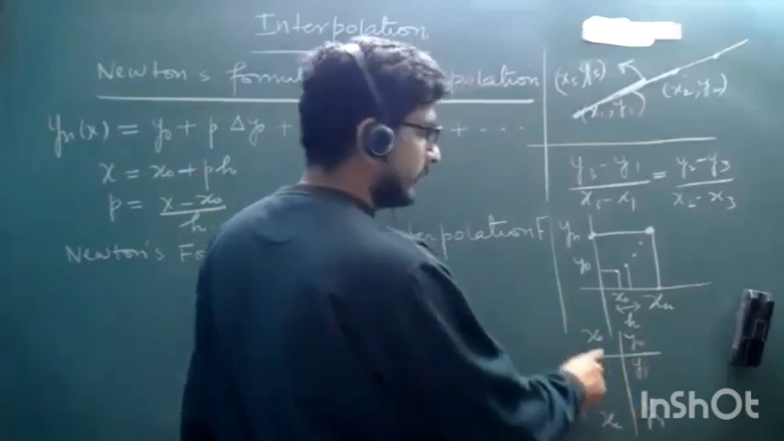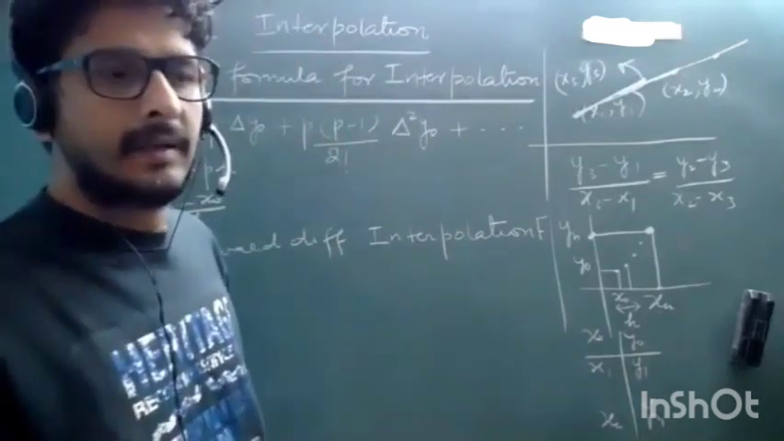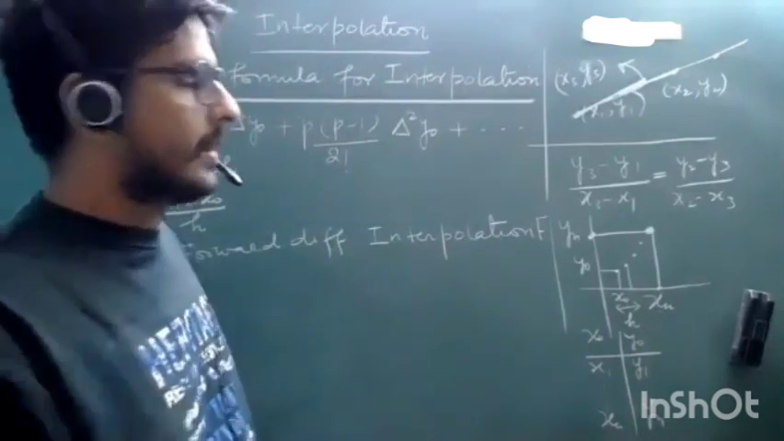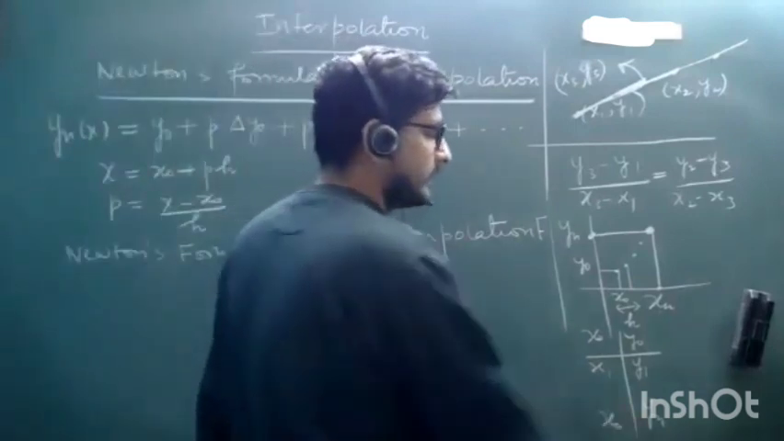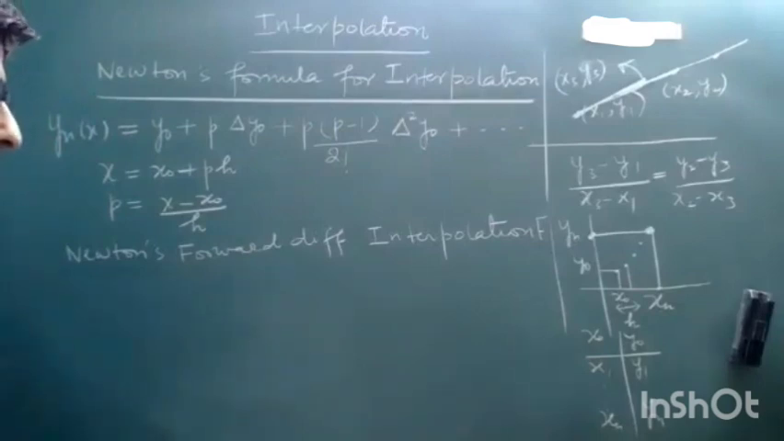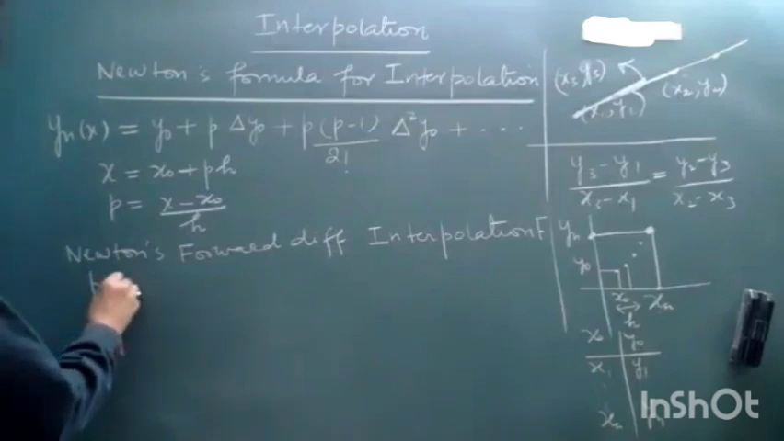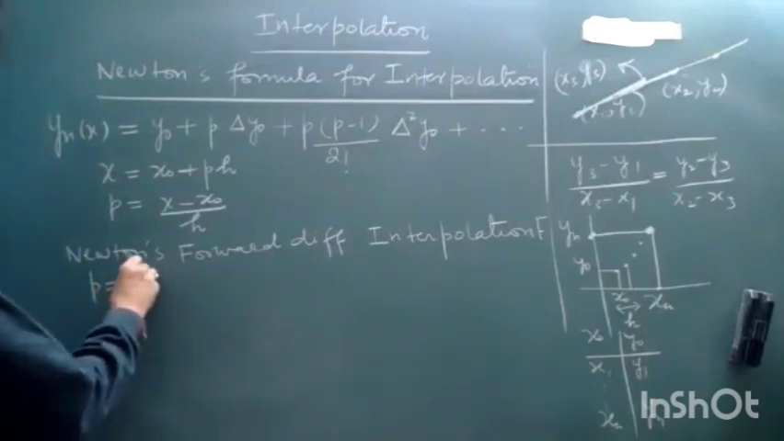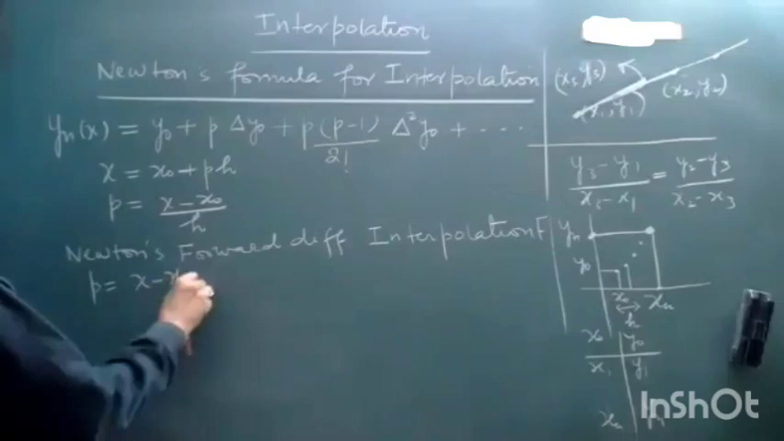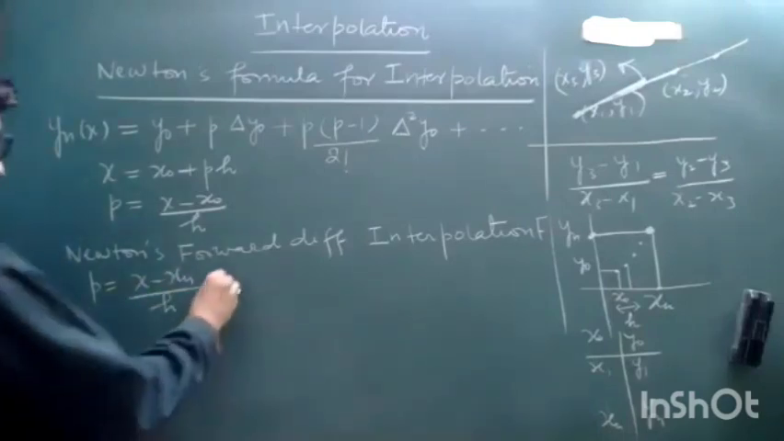So there is a method of going from forward and there is a method of going from backward. If the unknown point is near the top of the table, we use the forward method, and if the unknown point is towards the bottom of the table, we use the backward method. So Newton's forward difference and backward difference method, and here p will be written as p is equal to x minus xn over h. So that means here it will be written like this.